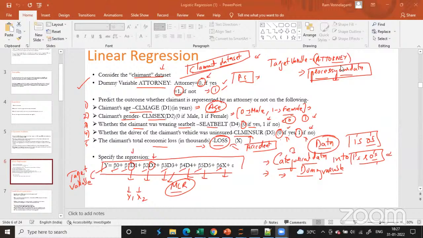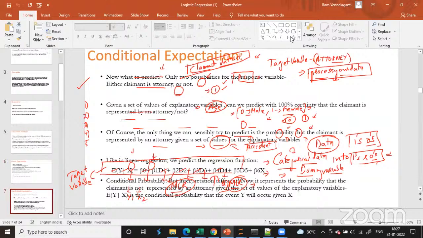Now, what is the question we would like to answer? Can I apply this multiple linear regression concept in solving these kinds of problems? That is the question. Why should I learn a new topic called logistic regression? Can I simply use multiple linear regression and solve these kinds of problems? So what is the answer to that question? Let us try to find out.